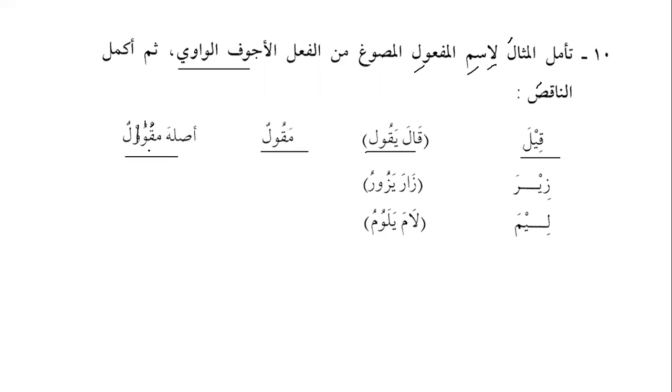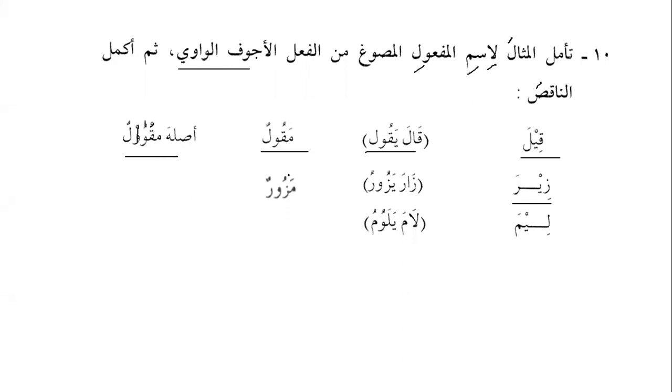As we know, dhamma is normally heavy on the waw, and if there is a sakin letter before it, then it will be transferred to the sakin letter, so it becomes maqulun. Okay. Zara yazuru, and its passive is zira. And what will be the ism al-maf'ul? مزرور will be the original.